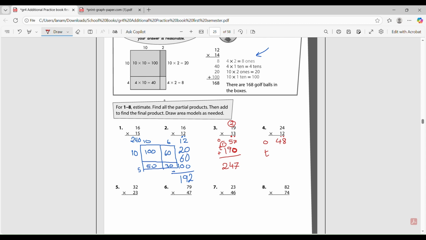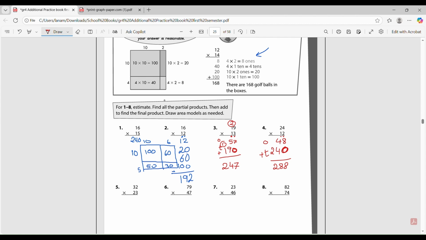1 times 4. I'll start with putting a 0 because I started with multiplying the tens now. Then 1 times 4 is 4. 1 times 2 is 2. And I will add 8 plus 0 is 8. 4 plus 4 is 8. And then we have 2.